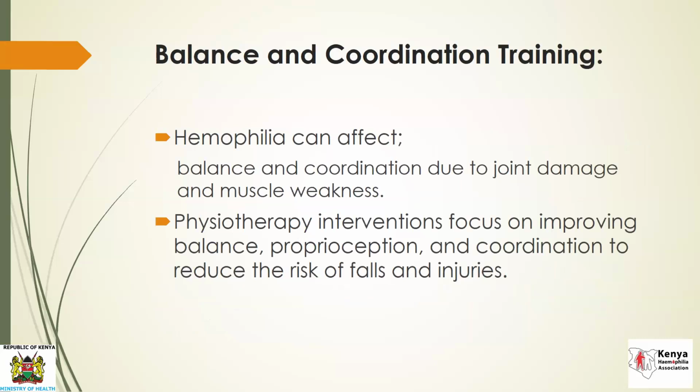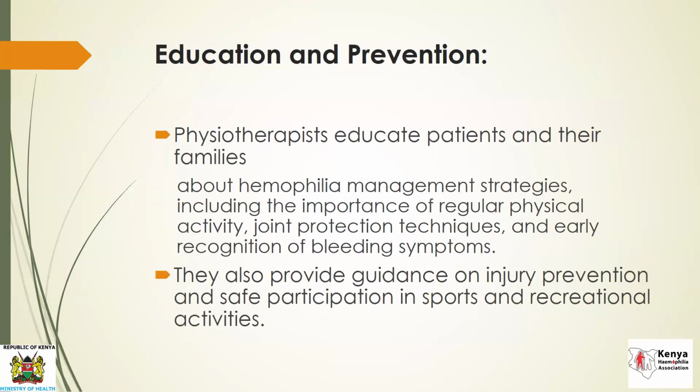As we're working on the joint range, you don't forget about balance and coordination training, because that is part of the role of a joint. Hemophilia can affect balance and coordination due to joint damage and muscle weakness. So physiotherapy intervention focuses on improving balance, proprioception, and coordination to reduce the risks of falls and injuries. Under education and prevention, we do a lot of education to patients and their families and caregivers about hemophilia.